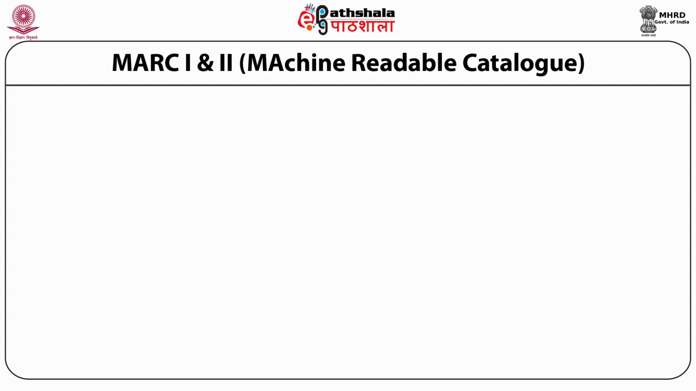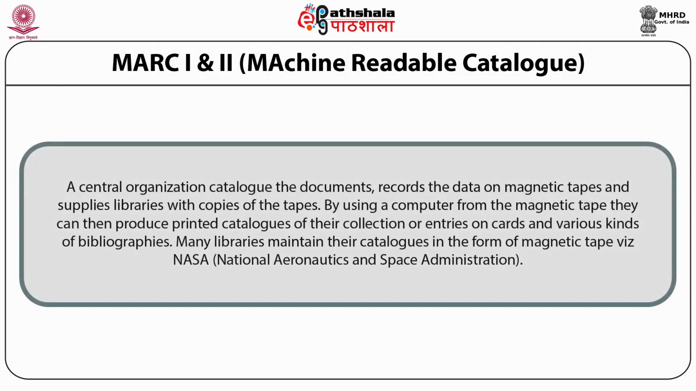MARC first and second: a central organization catalogs the documents, records the data on magnetic tapes, and supplies libraries with copies of the tapes. By using a computer from the magnetic tape, they can produce printed catalogs of their collection or entries on cards and various kinds of bibliographies. Many libraries maintain their catalogs in the form of a magnetic tape, for example, NASA, National Aeronautic and Space Administration.